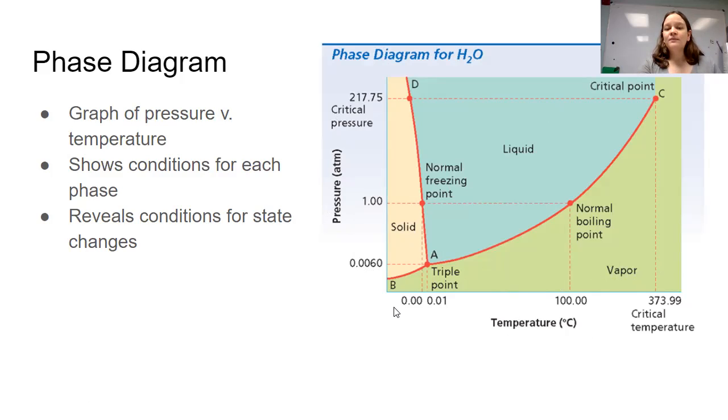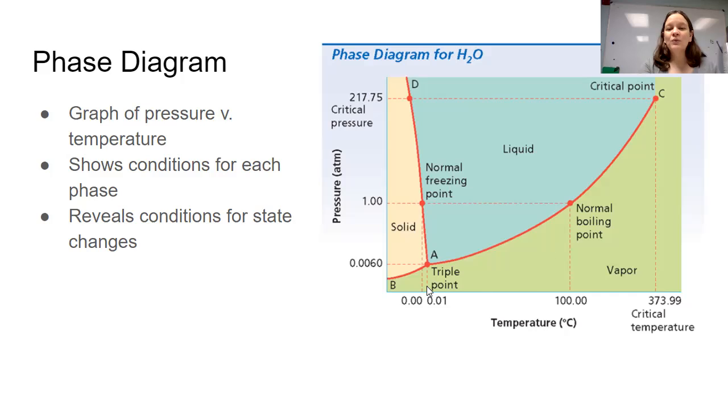So as we increase our temperature, we have to increase the pressure to keep it as a vapor. If you increase the pressure without increasing the temperature, you would move from the vapor to the liquid, or vapor to solid, you would be going through deposition, okay, or condensation.